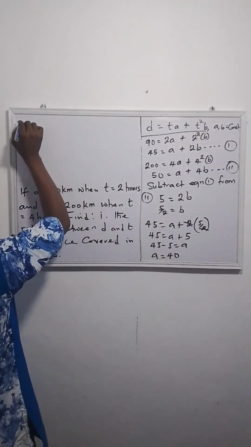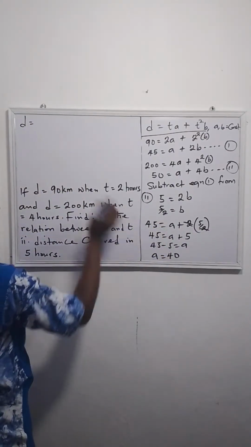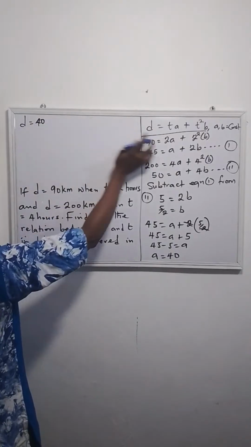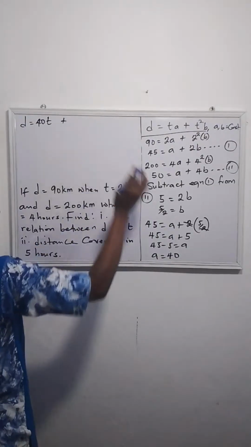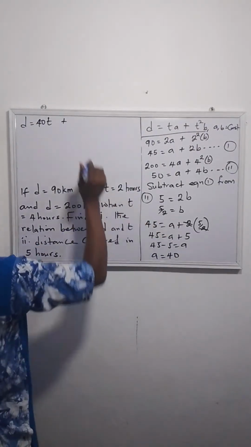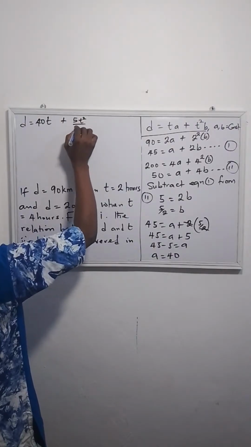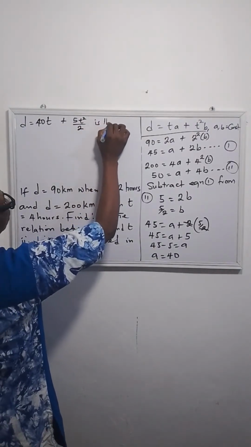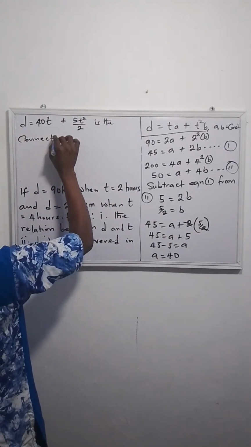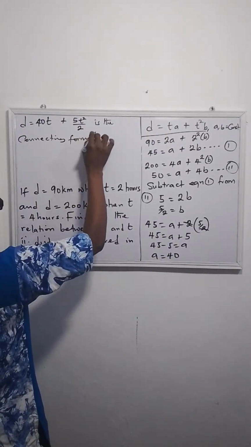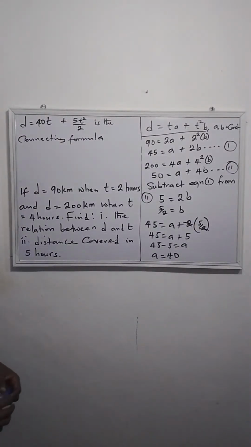So we have d equals to a is what? 40. We have 40t plus, now b is what? 5 over 2. So we have 5t squared over 2 is the connecting formula. Okay, so that is what we have here.